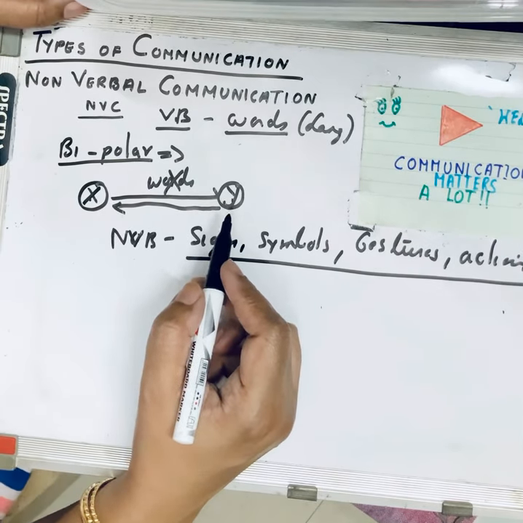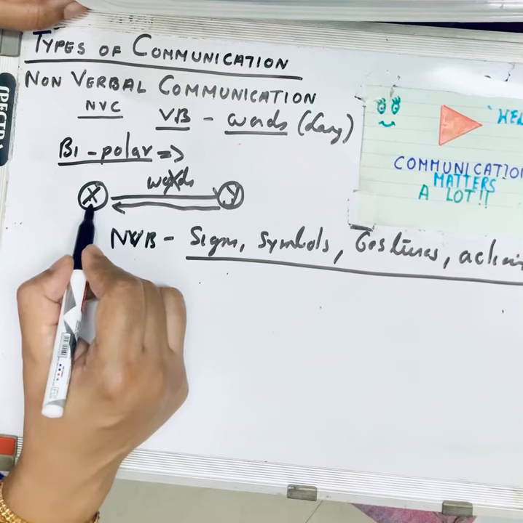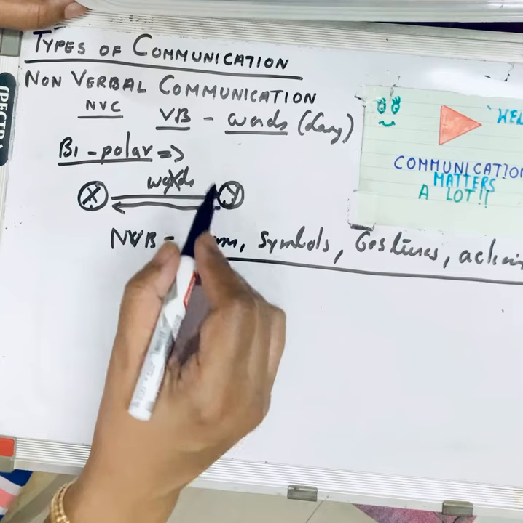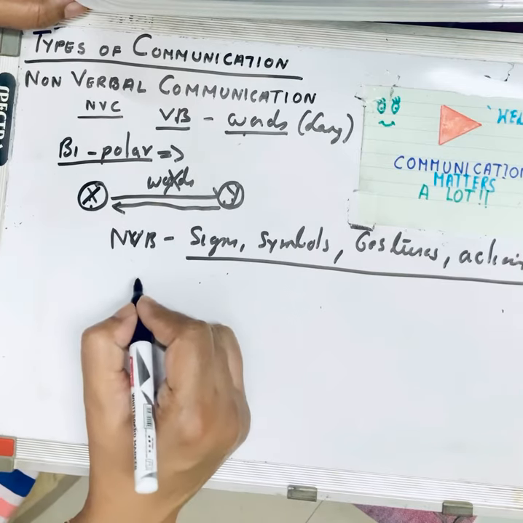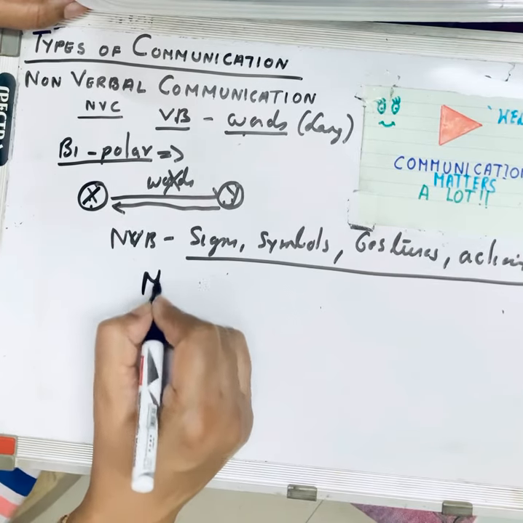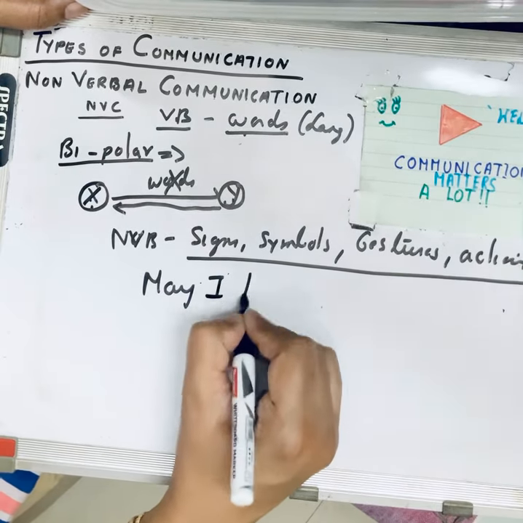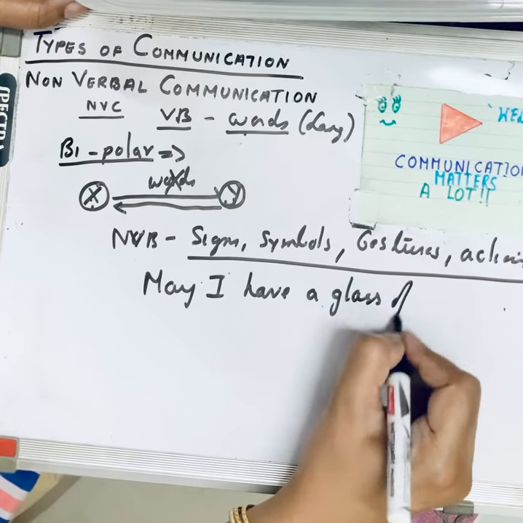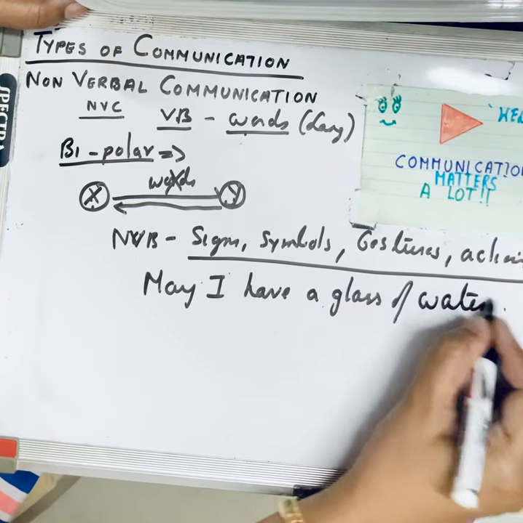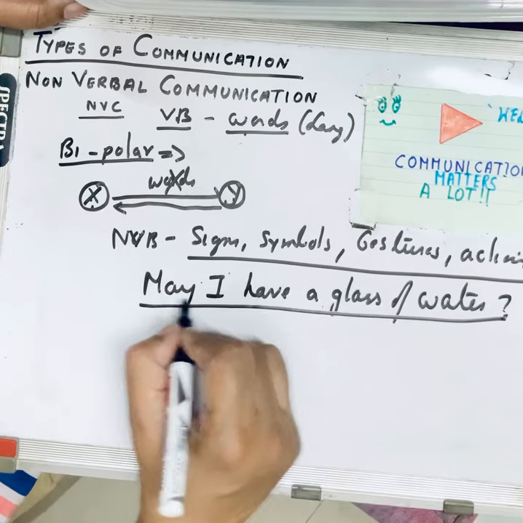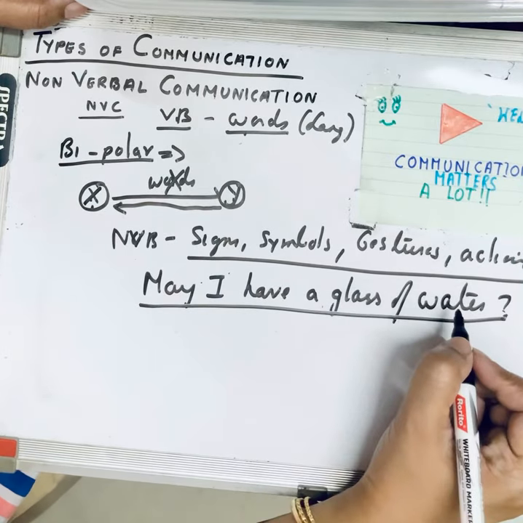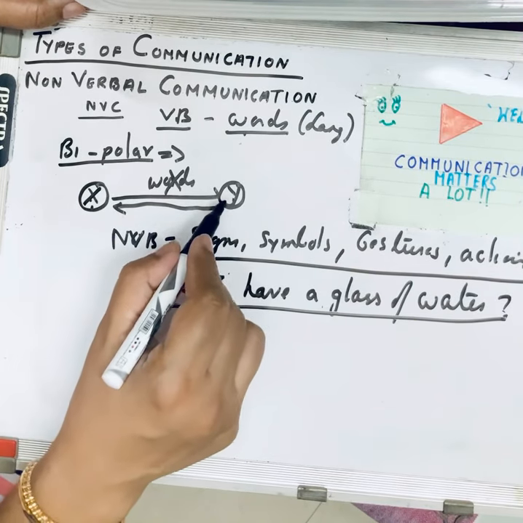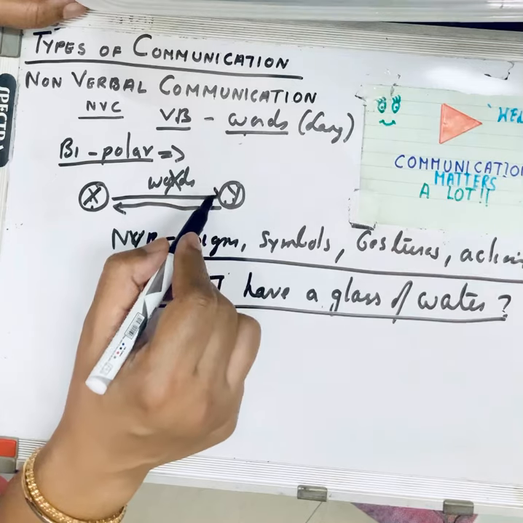For example, a simple message that X is thirsty and wants a glass of water from Y. In words, X will say, may I have a glass of water? So the sentence using these words expresses X's need, that X is thirsty and X requires a glass of water from Y.